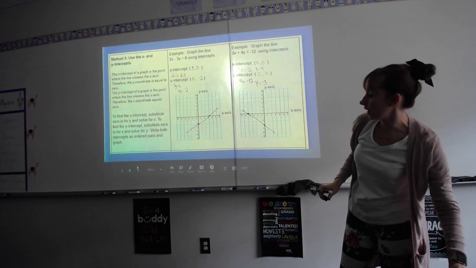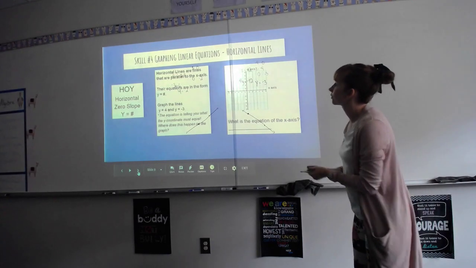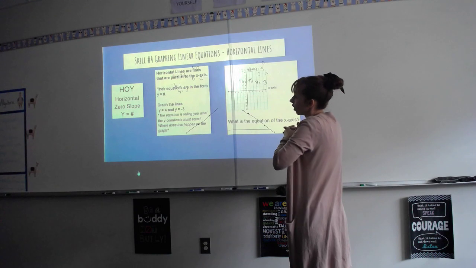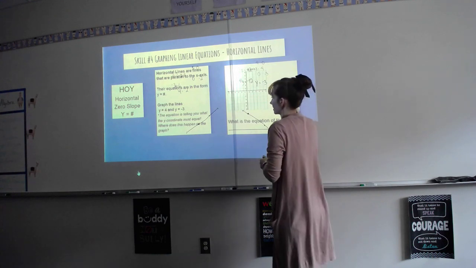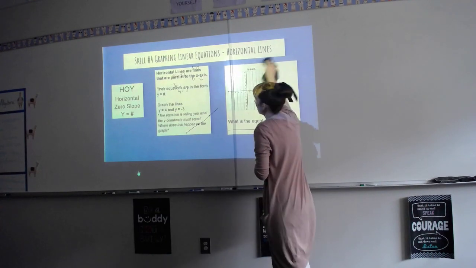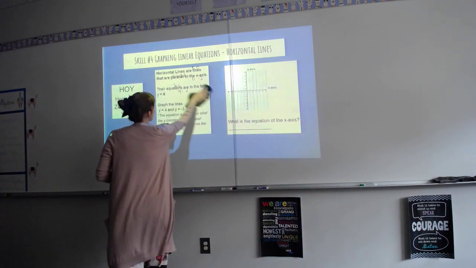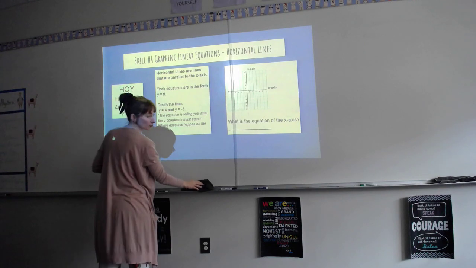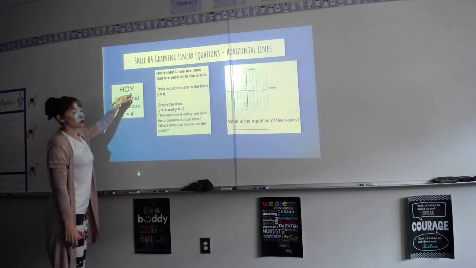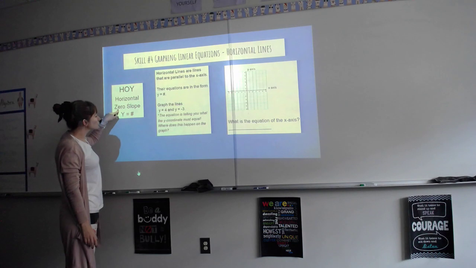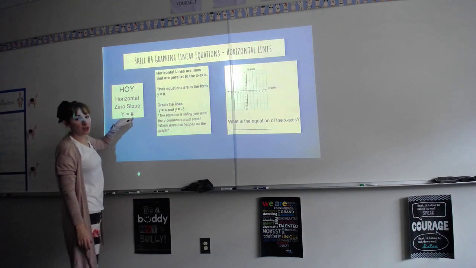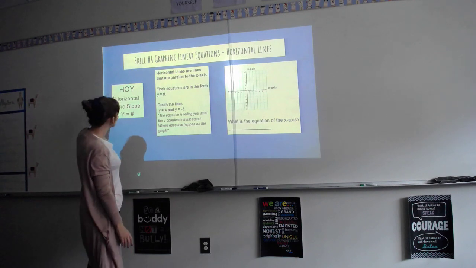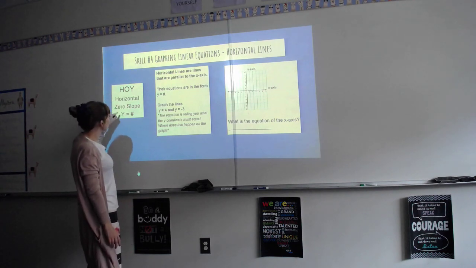Well, now we're going to look at graphing horizontal and vertical lines. Now, to graph horizontal lines, we know that they are parallel to the x-axis. Their equations are in the form y equals a number. And a nice way to remember this is HOY. Horizontal, 0 slope, y equals a number. Remember, a horizontal line has 0 slope. So HOY: horizontal, 0 slope, y.